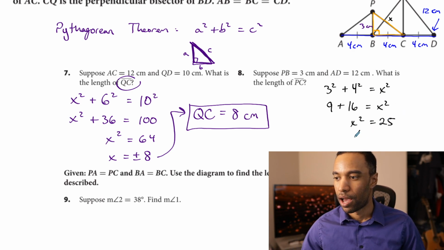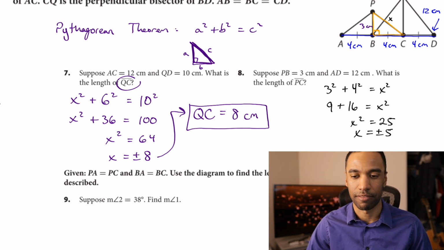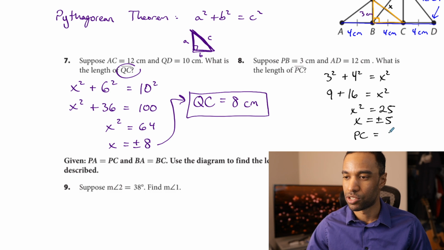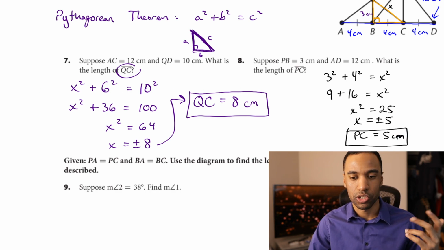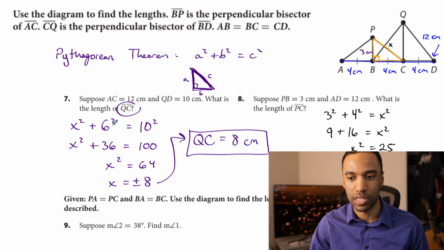We know that part. However, only positive units, and let's have a unit of measure and call it PC. So the length of PC will be 5 centimeters. All right, Pythagorean Theorem at play. I kind of hope we get one in Pythagorean Theorem where we find the length. Oh, no, we just did that right here.